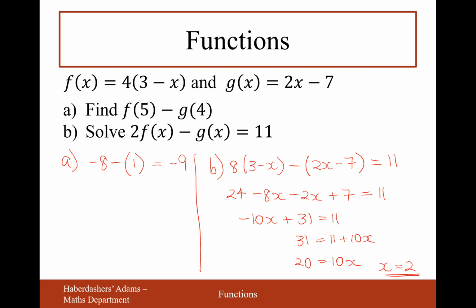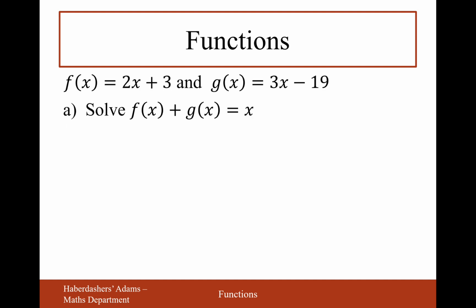So there we are. When x equals 2 and we put it into 2 times f of x and put 2 in, take away 2 substituted into the g function, we'll get 11. And one more before we move on to the worksheet. Pause the video and have a go at this one.